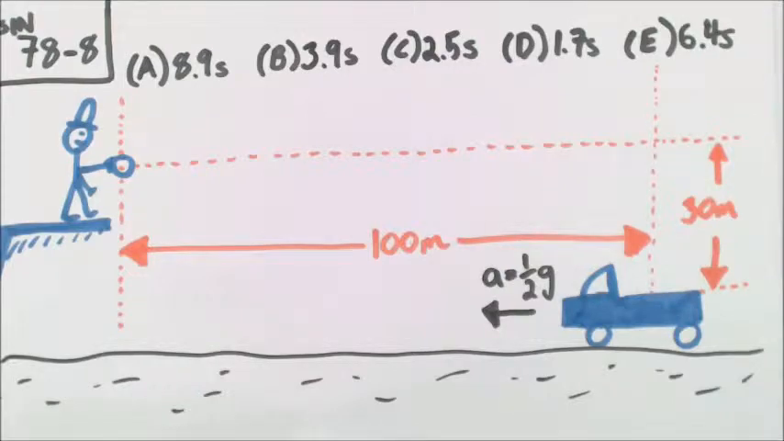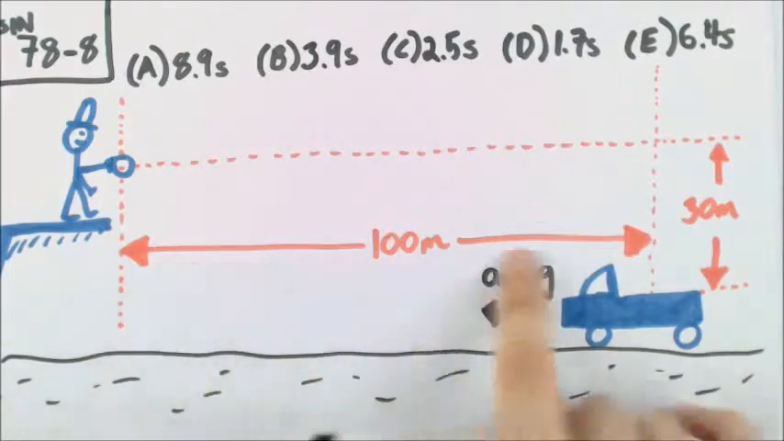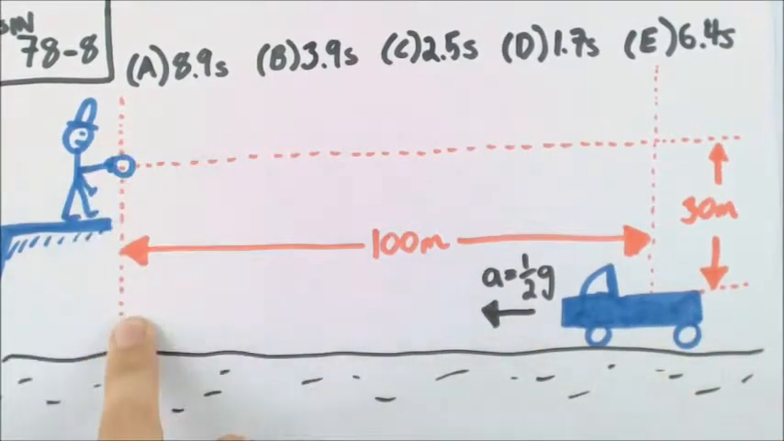What makes this question look a little scary at first is we have two things accelerating. We have the parcel that's dropping, of course accelerating at g. We have the truck that's accelerating at half the rate. Also, we're dealing with two different distances. The truck has to go 100 meters, parcel 30.